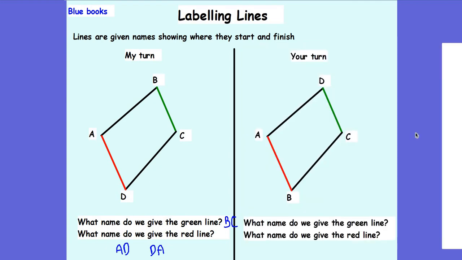Okay, Year 7, in your dark blue books, can you tell me what name do we give the green line and what name do we give the red line? Pause the video for a couple of minutes and work those out for me now. Okay, so the green line we're going to call CD, and the red line we're going to call AB. We could also call the red line BA, and we could call the green line DC, if we wished.